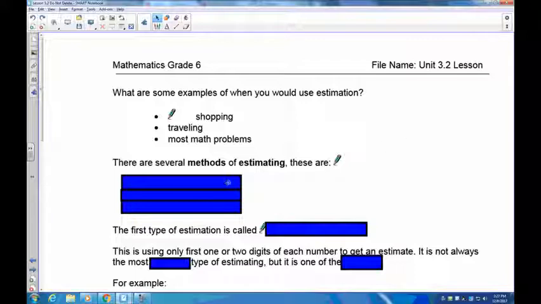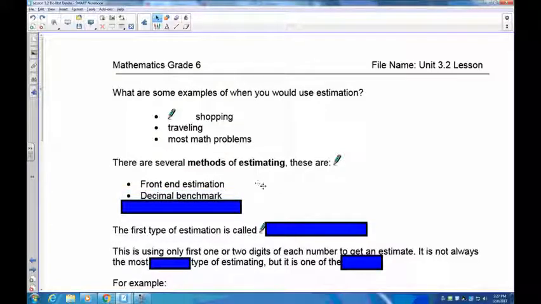The first one is called front-end estimation. This is the quickest method, but it is also very inaccurate sometimes. The next one is called a decimal benchmark, and that's where you find the number that you're comfortable working with. And then the third one is called compatible numbers, and this is where you go to a number that you know you can work with. And it may not necessarily be a benchmark, all right? Sometimes compatible numbers are your benchmark, so that's pretty good. I mean, it makes it easier to work with.